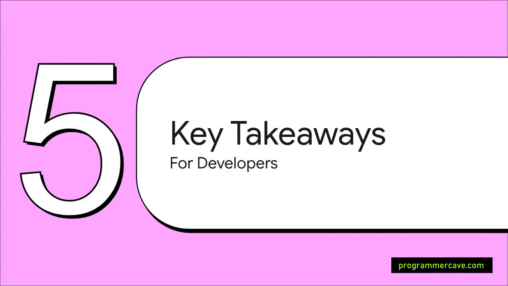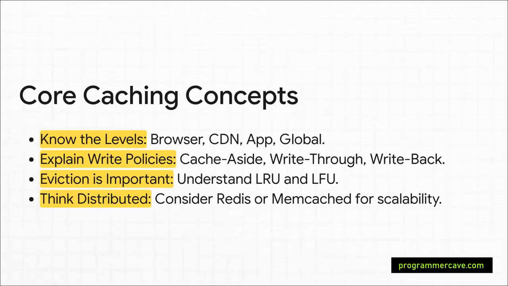Okay, let's wrap this all up. If you're designing systems, or maybe you're getting ready for a big technical interview, these are the concepts that you absolutely have to have locked down cold. So here's your final cheat sheet. First, know the different levels where you can cache, all the way from the browser to a global service like Redis. Second, you have to be able to explain the big three write policies: cache aside, write through, and write back, and all their trade-offs. Third, understand what an eviction policy is and why LRU is such a popular choice.